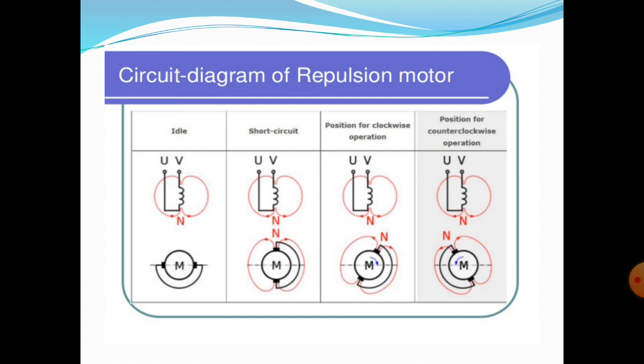Next, case 2, the term is short circuited. That means the axis of the armature and the field windings coincide. So the armature winding behaves as the short-circuited secondary winding of a transformer, with the stator, that means the field winding, as the primary.